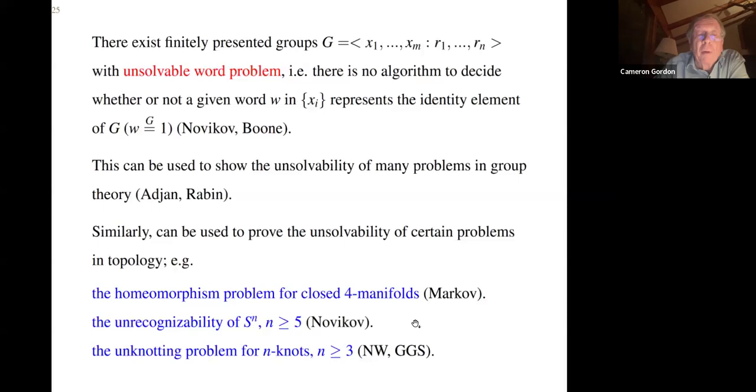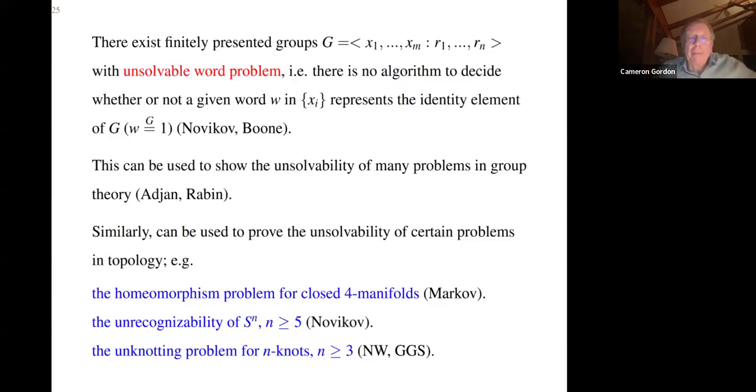And again, of course, the one I just mentioned, the unknotting problem for n knots. So again, the basic inputs of all these theorems are the existence of groups with unsolvable word problem. Let me say a little bit. This is one of my little hobby horses, the homeomorphism problem for closed four manifolds. You see, like I said, there are groups with unsolvable word problem, and you can use that to show that you can't decide whether or not two finitely presented groups are isomorphic, and so on and so on.